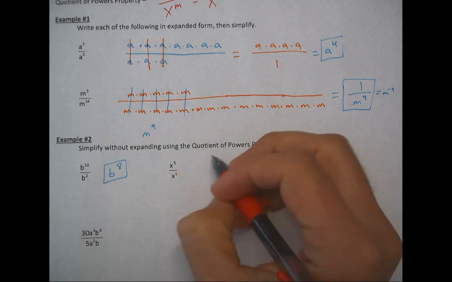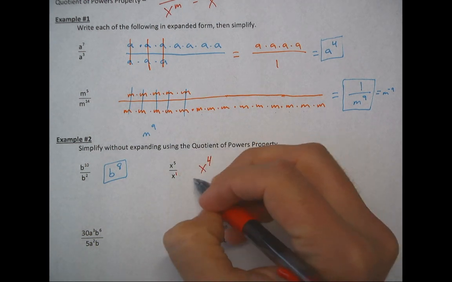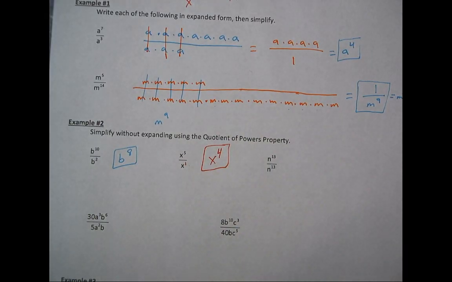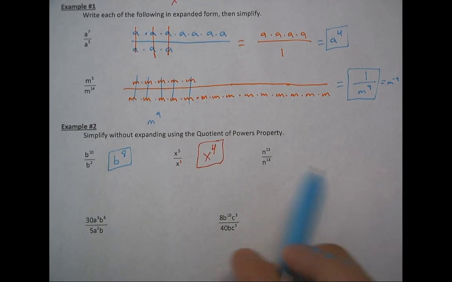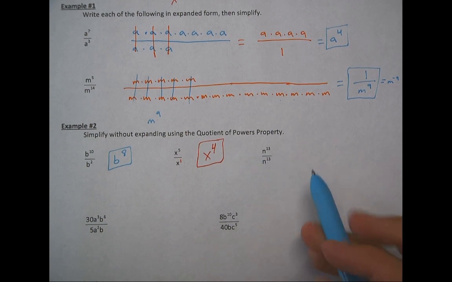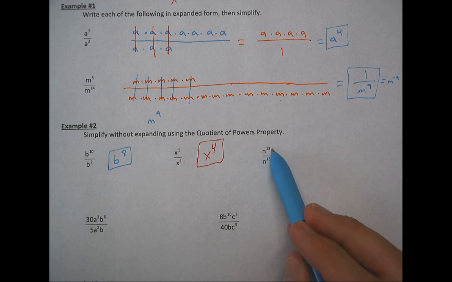So what am I left with? I'm left with 4 on top. So technically this is over 1, but we don't need to write over 1. Anytime we divide something by itself, regardless of what it is, we know it's 1. So this answer should be 1. Well, let's think about that for a second.